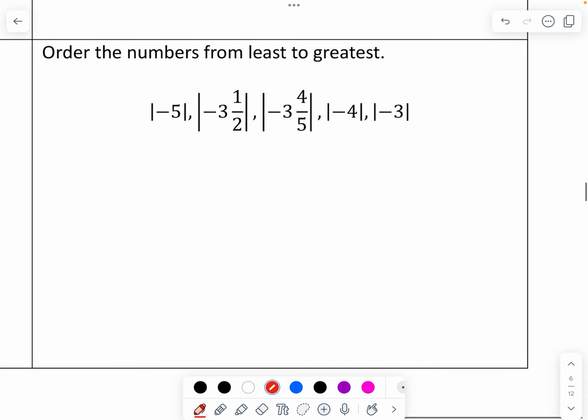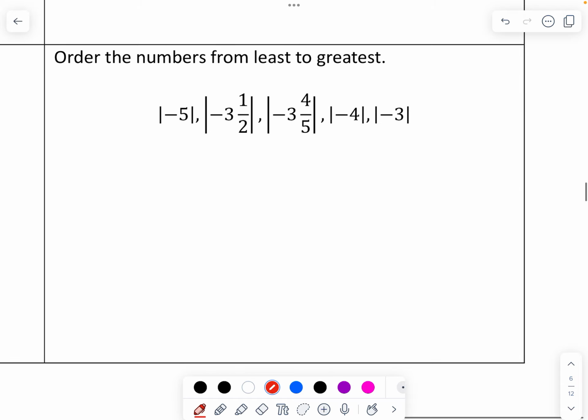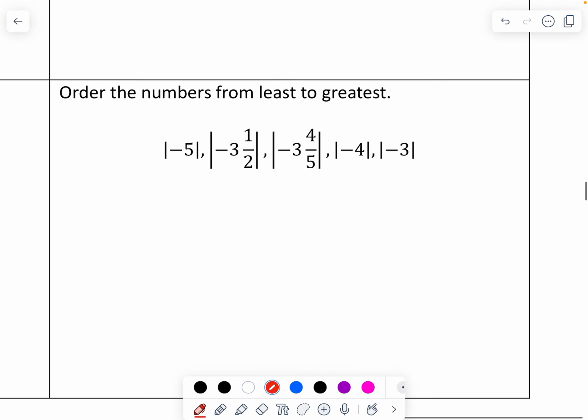Last question. So these all have the absolute value. So I need to change all of them, or find the absolute value of each of them. So the absolute value of negative 5 is positive 5. Absolute value of negative 3.5 is positive 3.5. The absolute value of negative 3 4/5 is positive 3 4/5. Absolute value of negative 4 is positive 4. And then the absolute value of negative 3 is a positive 3.